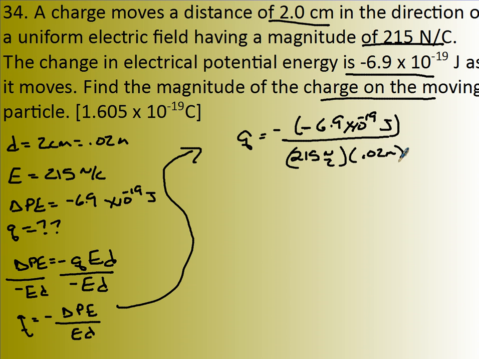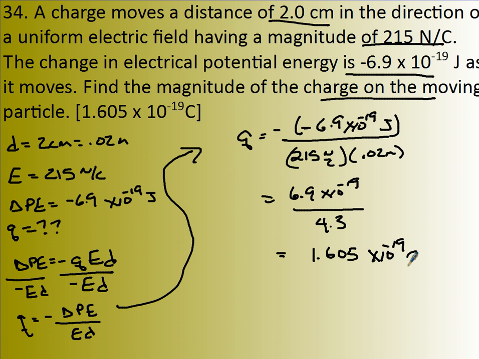0.02 meters. Now, negative times negative is positive, so you get 6.9 times 10 to the negative 19 in the numerator. Remember, go ahead and multiply 215 times 0.02 to get 4.3 in your denominator. And now do your division. So you get a positive 1.605 times 10 to the negative 19 coulombs.